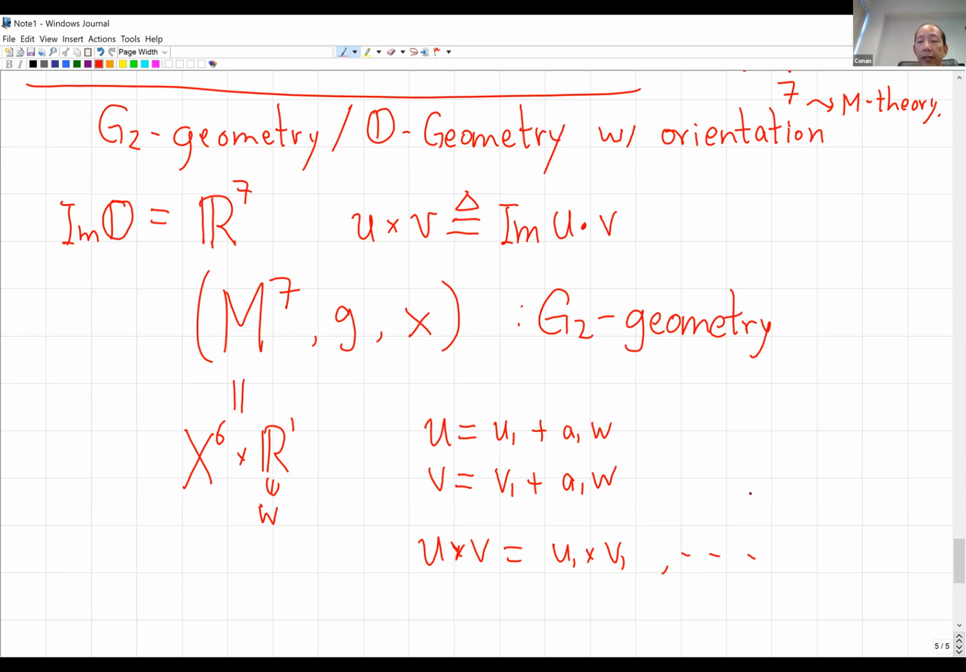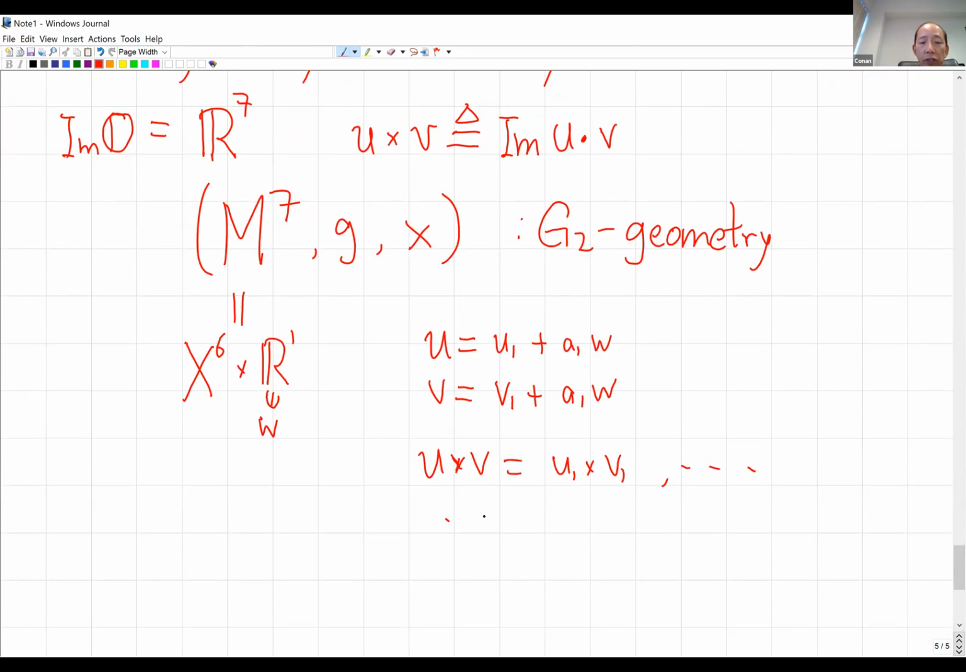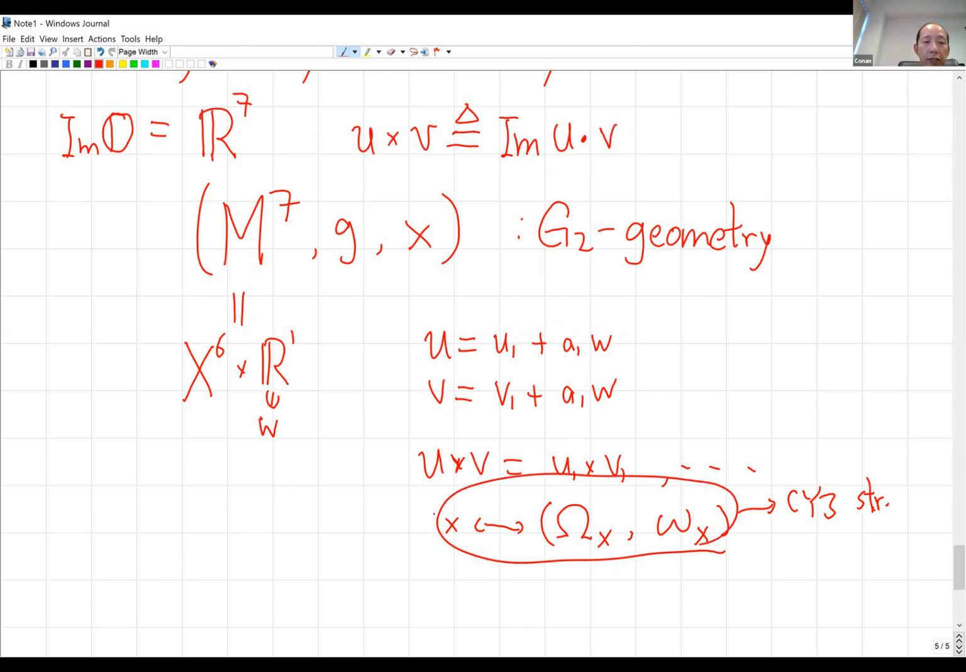This splitting says that the product structure now becomes the holomorphic volume form and the symplectic form on this 6-dimensional manifold. That is the Calabi-Yau 3 structure, and this does not work in any other dimension. Given a Calabi-Yau 3 structure, you can use it to recover an octonion structure with one trivial direction.